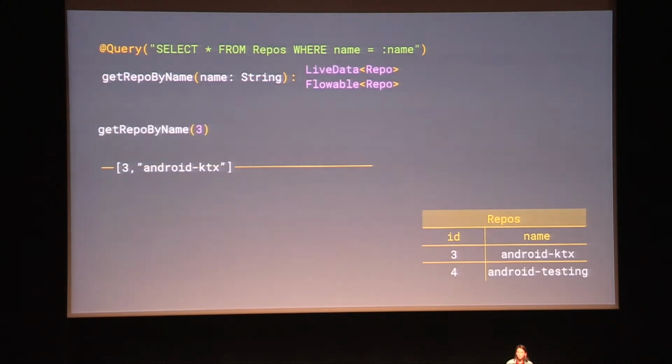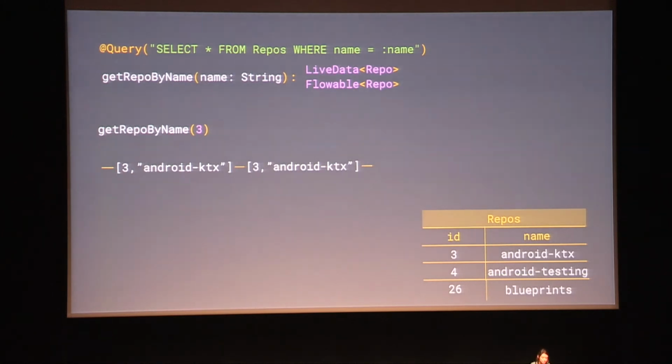Okay, there's one thing that you need to remember. So let's say that we want to get the repo by ID 3. So it will be 3 and Android KTX. But then we're adding another one. We're adding another item for ID 26, so nothing to do with our ID 3. Well, both for live data and for flowable, we will get another notification.